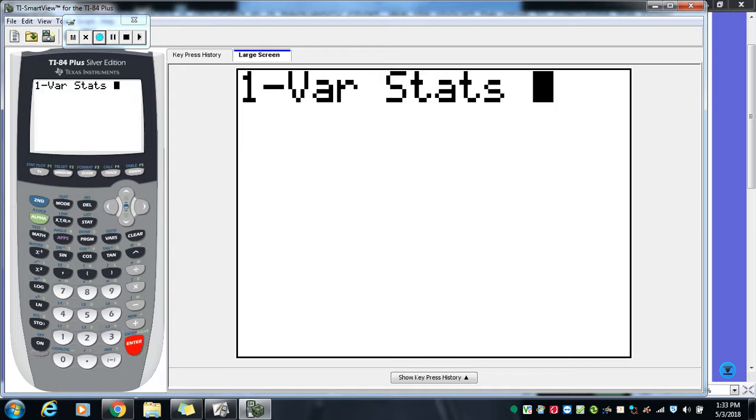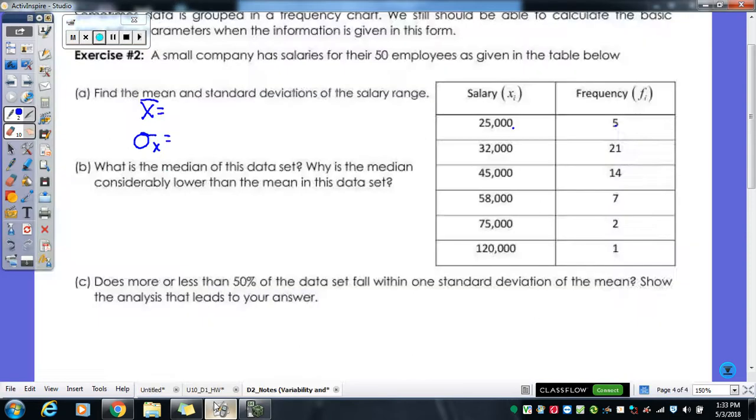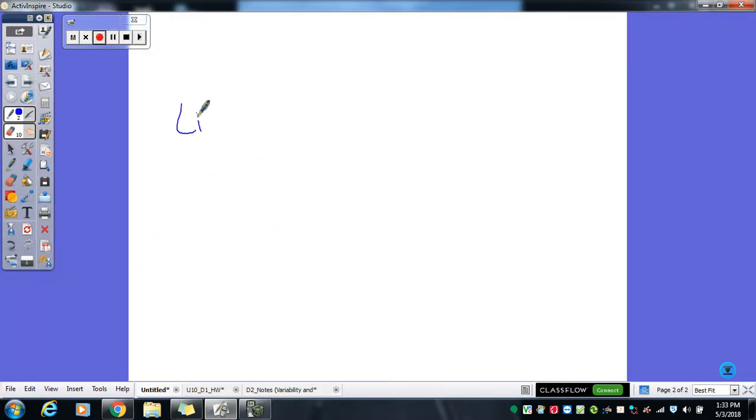So we want the first one. Now again, if your calculator looks like mine, you have to include your frequency list. So you would hit second and the number 1 to get you your L1, and then comma, second and the number 2 to get you L2. Whenever you have a frequency list, you have to put the L1, comma, L2. Now if you have the little chart there, the first one says list, so you would have L1. Second one says frequency list, you would put your L2 in there, and then you would just keep hitting enter.